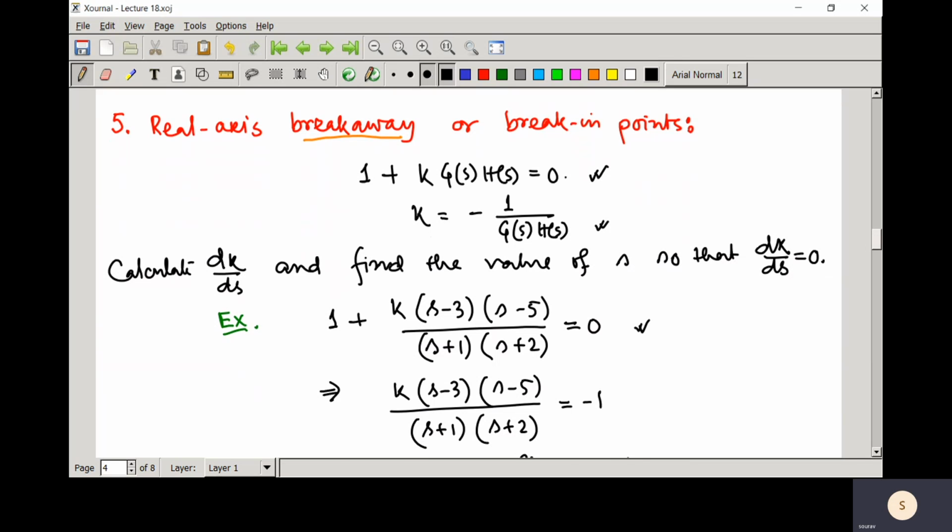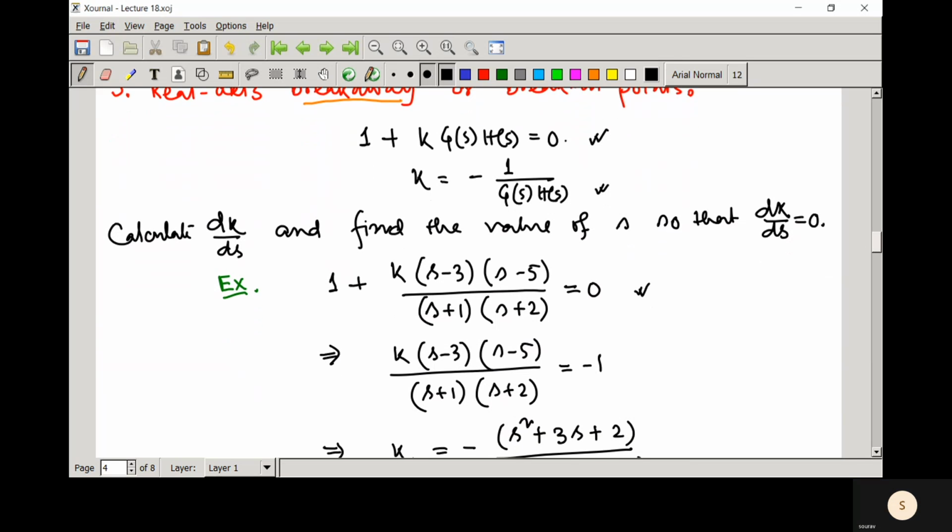In the next lecture I will be discussing another 2 rules, and after that we will be solving some problems on root locus. Thank you.